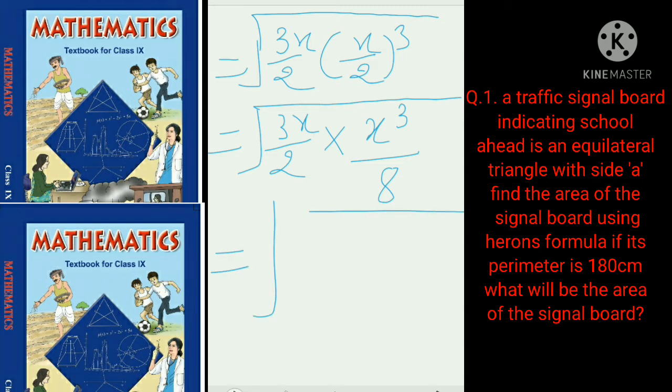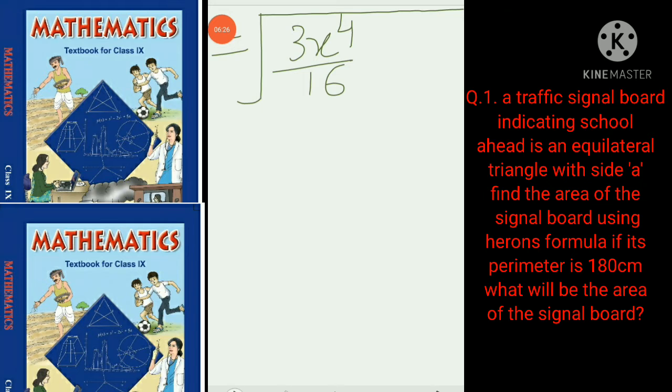Okay, now see here, x, how many times? Here x is 1 time only, and here 3 times. So when you multiply, what is the x power? 1, and the x power is 3, so x into x cube will give us x to the power 4. Okay, it will give us x to the power 4, and 3 will remain as such. Now 2 into 8 will give us 16.